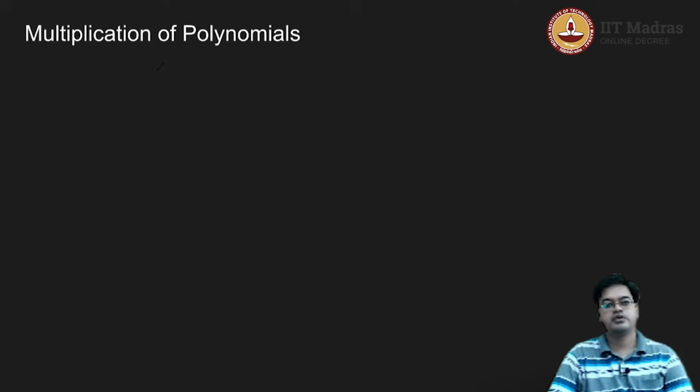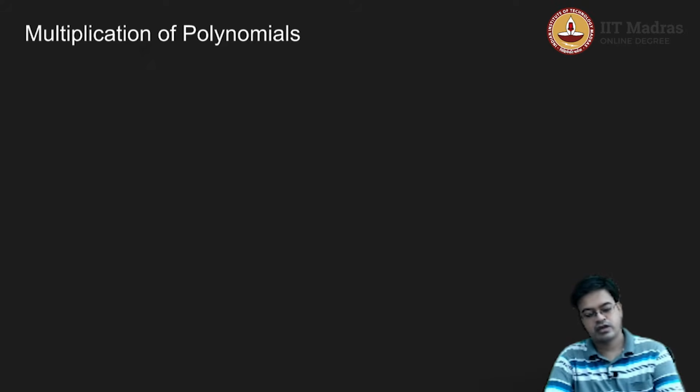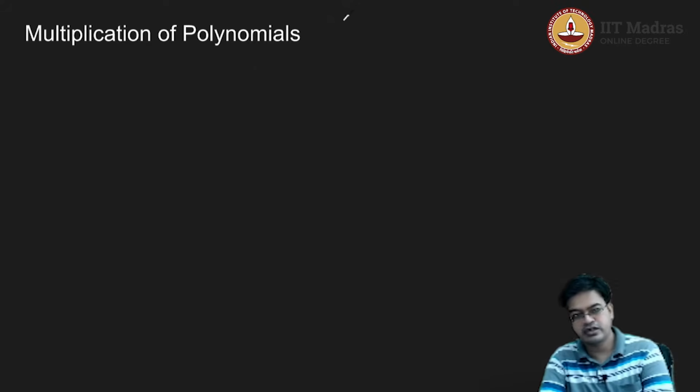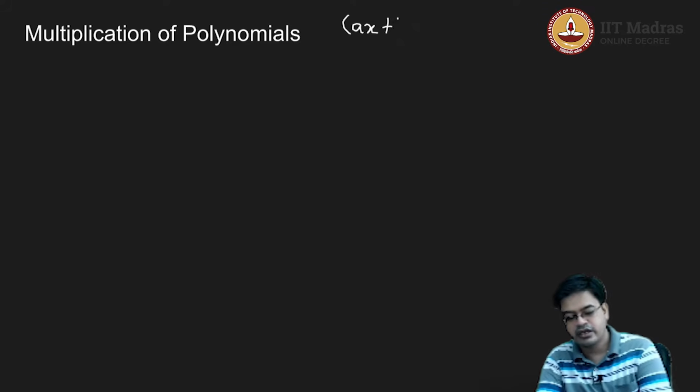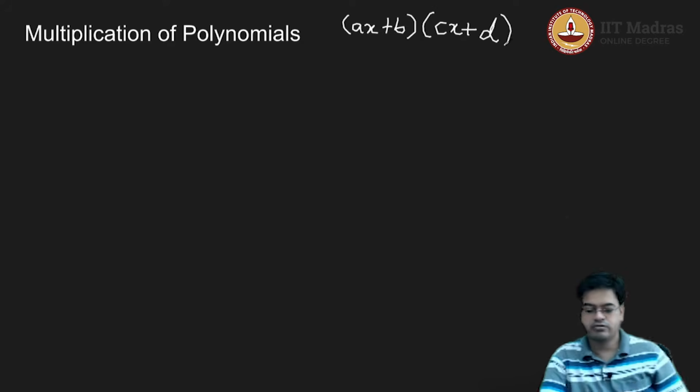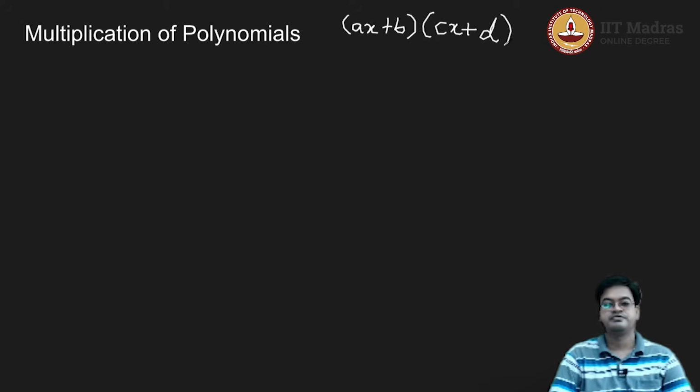In this video, we will learn how to multiply two polynomials. Let us start with the basics of multiplication of polynomials. We already know how to multiply two binomials. For example, if you have been given two binomials of the form ax plus b into cx plus d, then you know how to multiply these two binomials. That is, we will use the FOIL method.